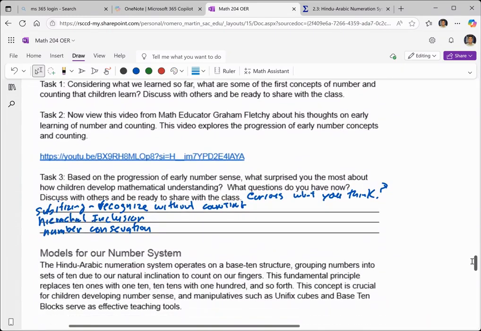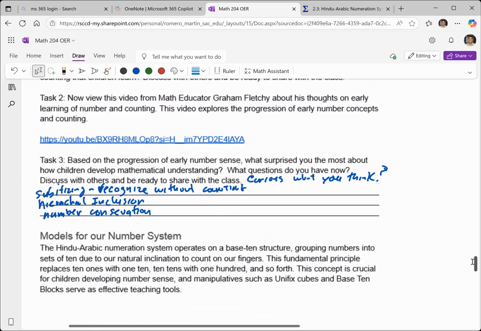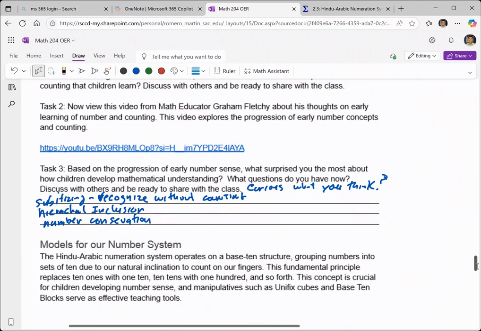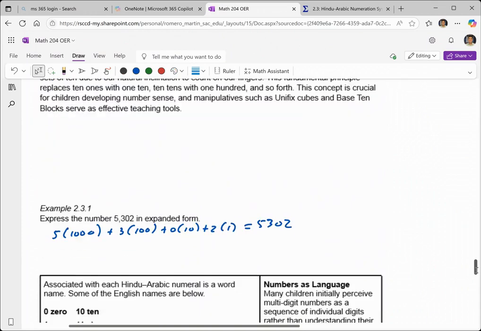Some key things out of that video that you want to go back to is this idea of subitizing, or recognizing without counting. Students are able to see something and know just by looking what the number is. That's three objects. And this hierarchical inclusion: if I give you 8 objects, that means I know I have 7. So there's number conservation in there. Some important things in that video.